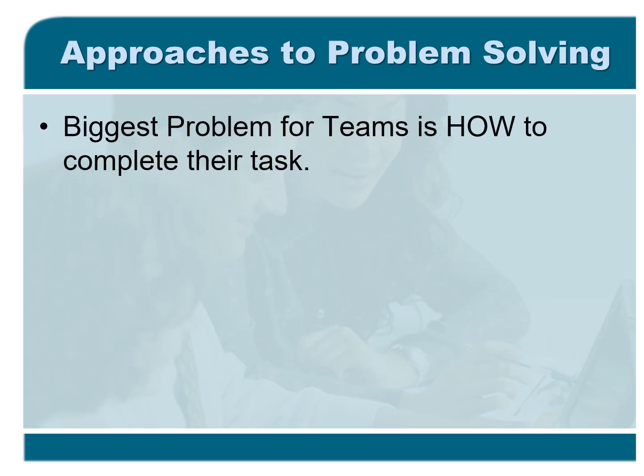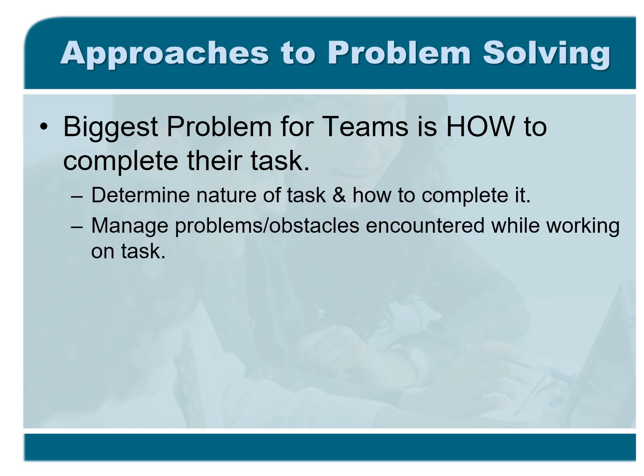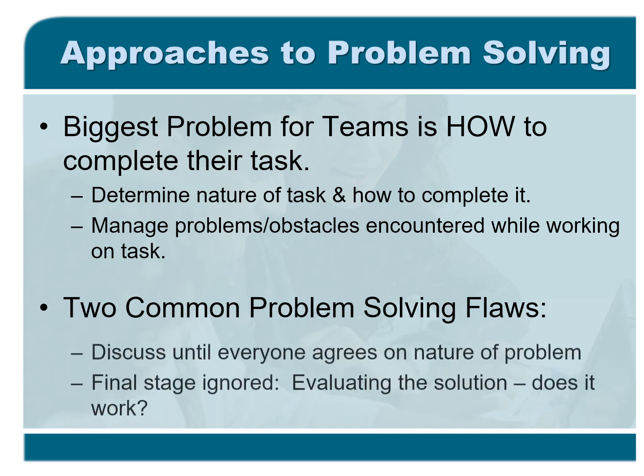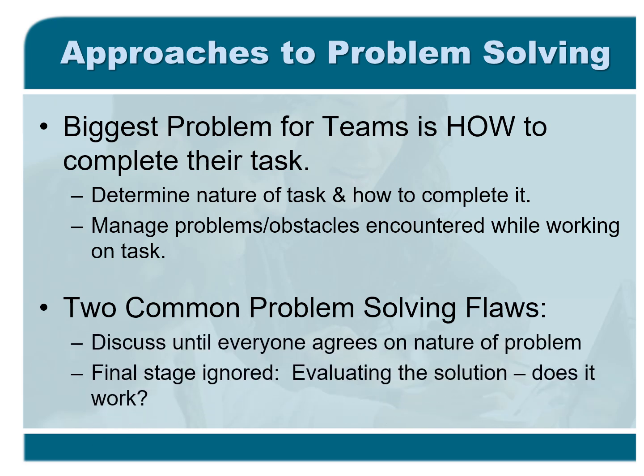The biggest problem for teams is how to complete their task. They need to determine the nature of the task and how to complete it, and manage problems and obstacles encountered while working on the task. And there are two common problem-solving flaws. One, discussing until everyone agrees on the nature of the problem. And two, the final stage is ignored: evaluating the solution. Does it work, or did you decide on something that isn't going to function?